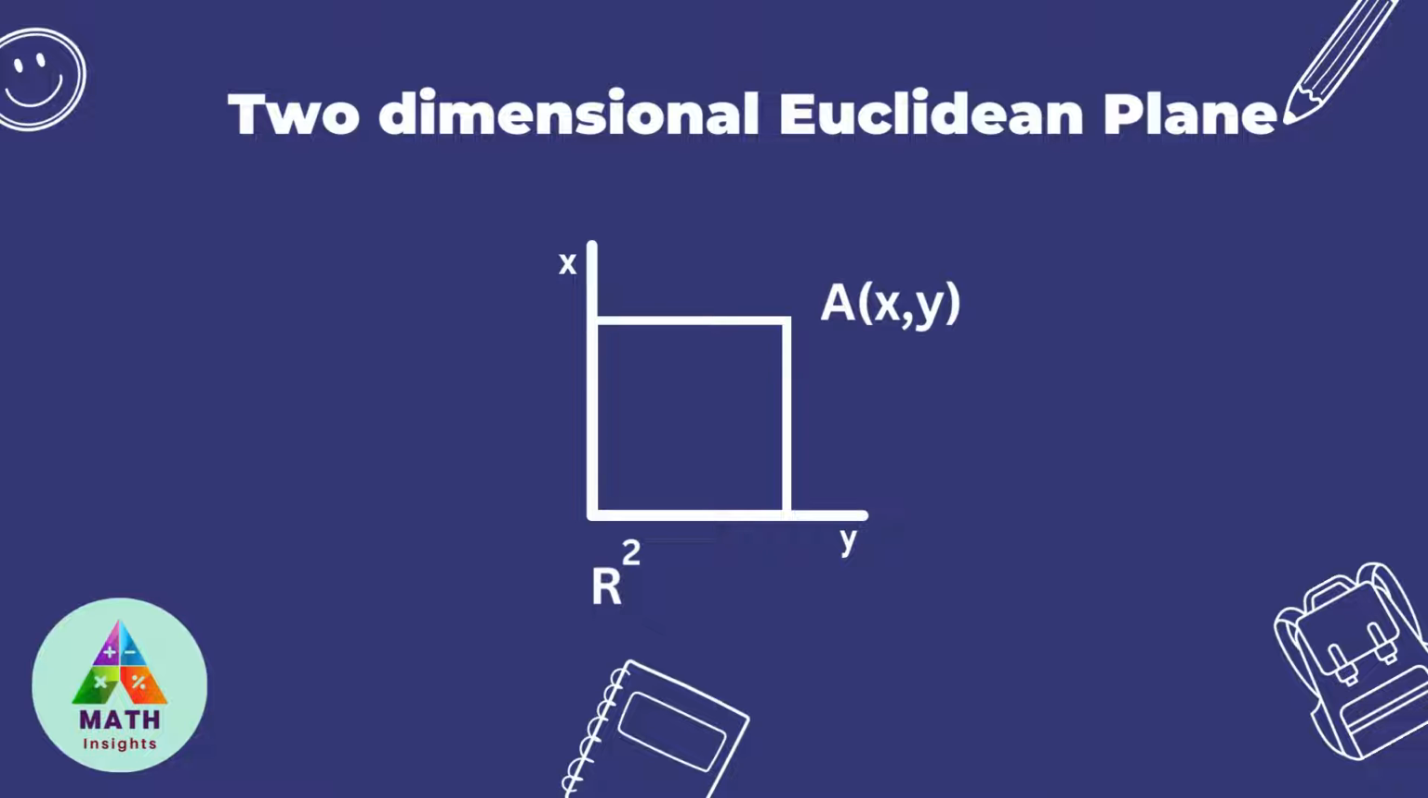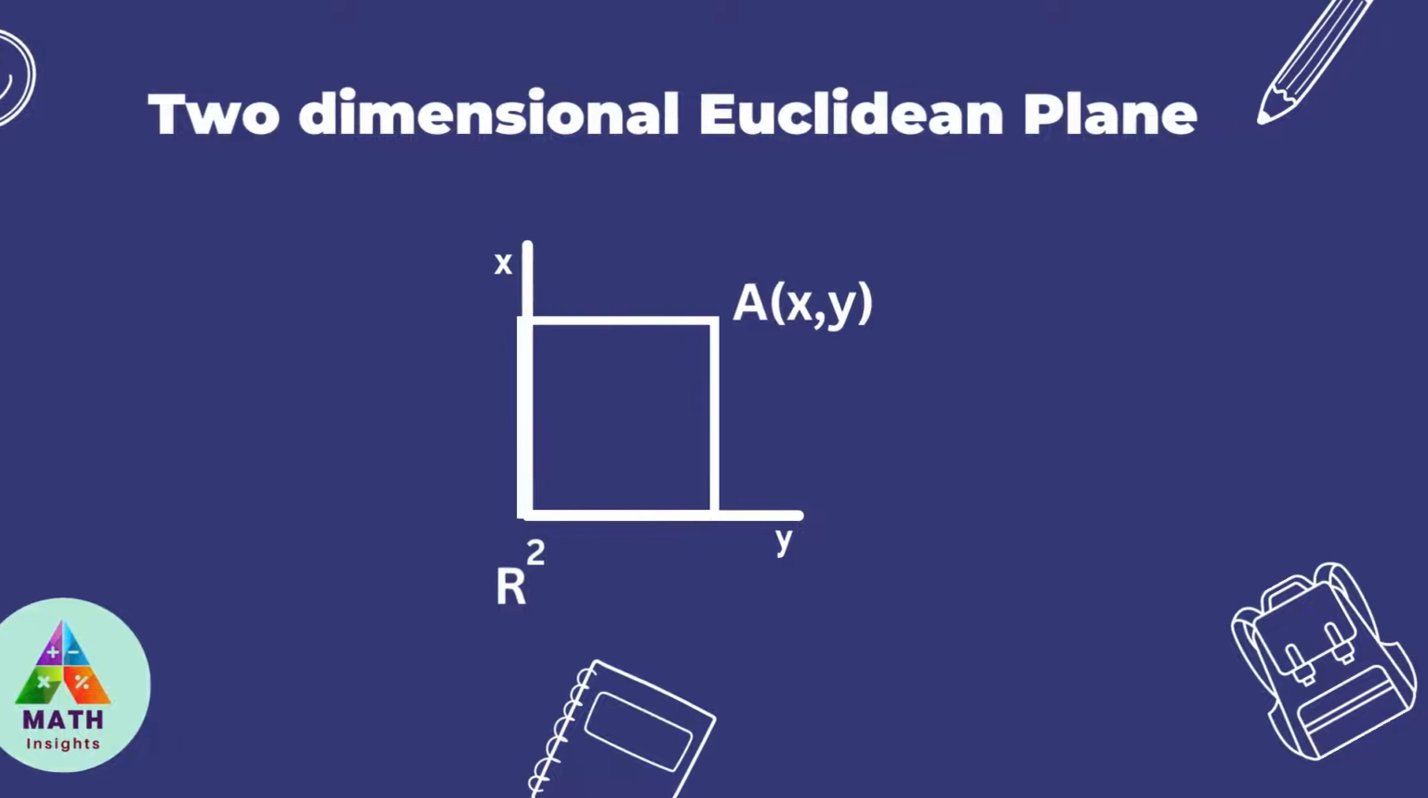The 2-dimensional Euclidean plane is a mathematical concept that represents a flat surface that extends infinitely in 2 directions, typically referred to as the x-axis and y-axis. The plane is often denoted as R², where R represents the set of real numbers.